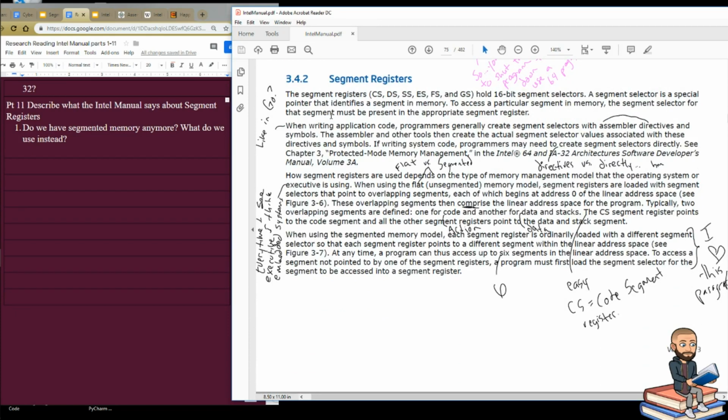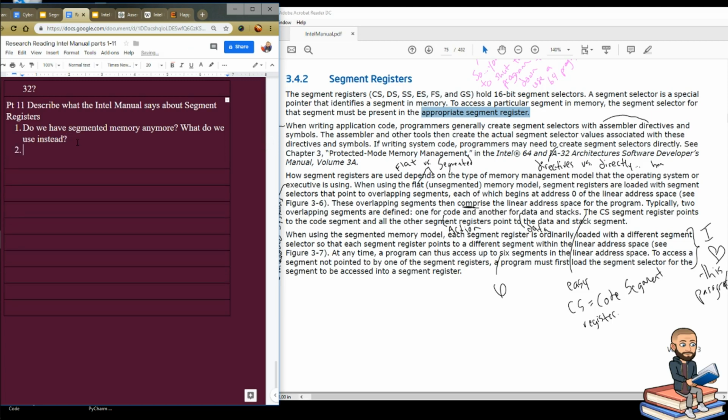So the segment registers, these are their names. The first two are easy to understand. You've got a code segment and a data segment. They hold 16-bit segment selectors. A segment selector is a special pointer that identifies a segment in memory. To access a particular segment in memory, the segment selector for that segment must be present in the appropriate register.